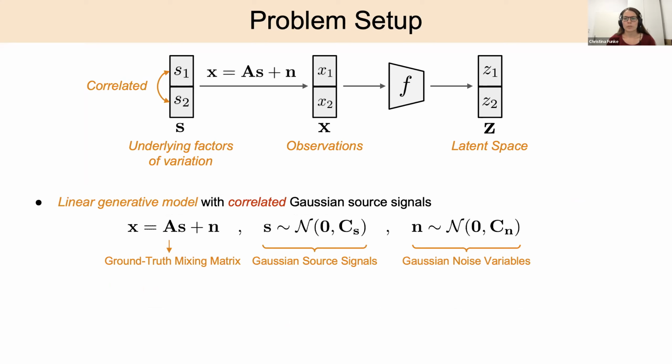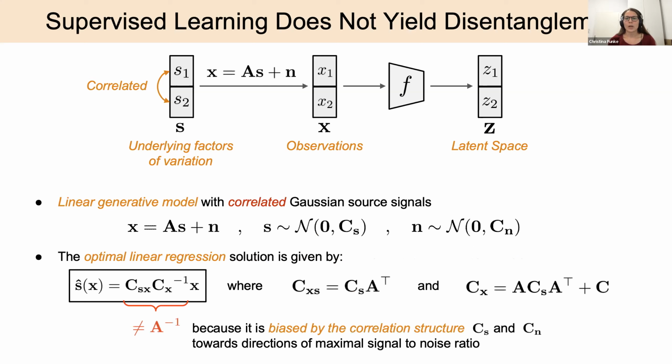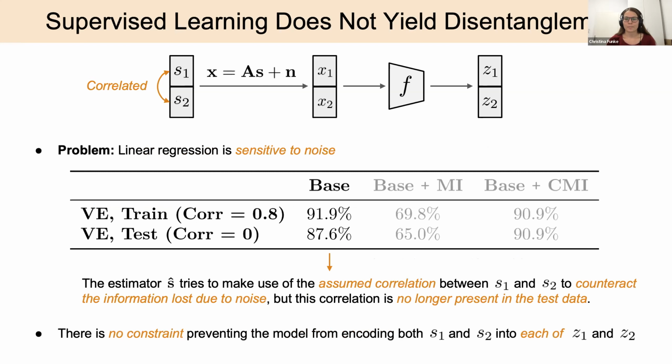Let's start by looking into a very simple example for which all quantities can be computed analytically. We consider a linear generative model with correlated Gaussian source signals. The generative process is given by the matrix A that describes how the source signals are mixed. Gaussian noise is added in this process. We can now analytically compute the solution for optimal linear regression. We find that the optimal mapping is not equal to the inverse of the generative model, which would be the inverse of A. Instead, it is biased by the correlation structure Cs and by the noise structure Cn towards the direction of maximal signal-to-noise ratio. This sensitivity to noise becomes a problem when considering predictive performance under correlation shift.